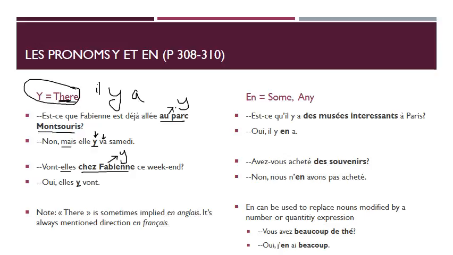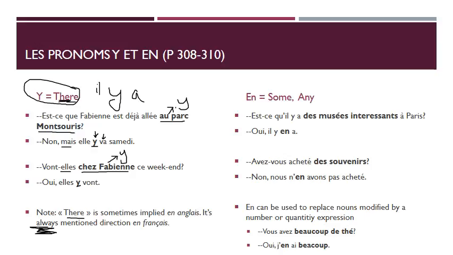Yes, they are going. Now, as you can see in both sentences, we would probably imply there in English. However, you're always going to mention it in French. Why? Because that's how they structure their sentences. So make sure that you do it. Does that make sense? You guys seeing how that works?